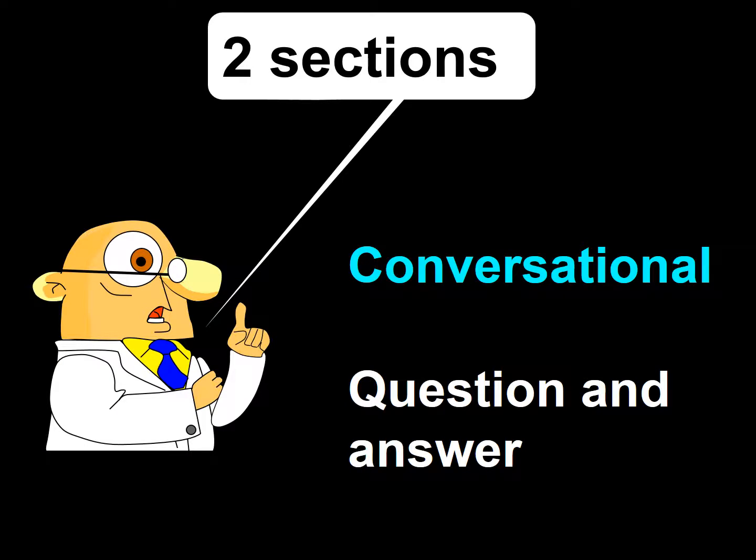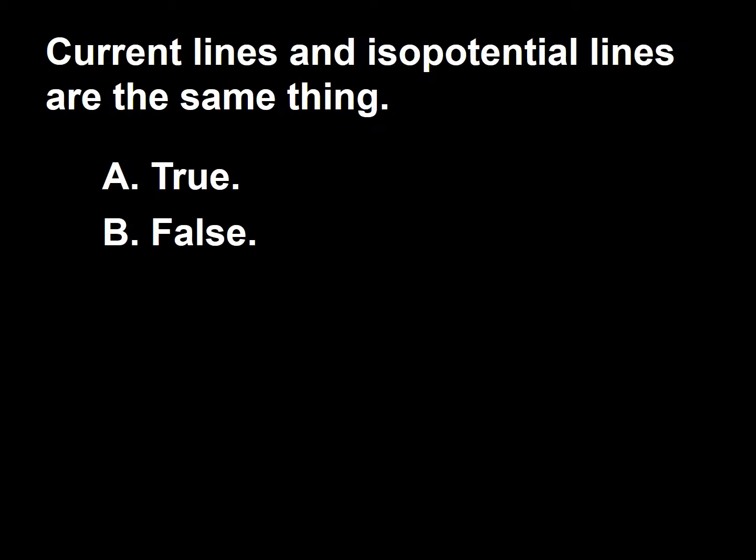This concludes the conversation section of this talk, leading to the question and answer section. The first question is: current lines and isopotential lines are the same thing? A, true; B, false.